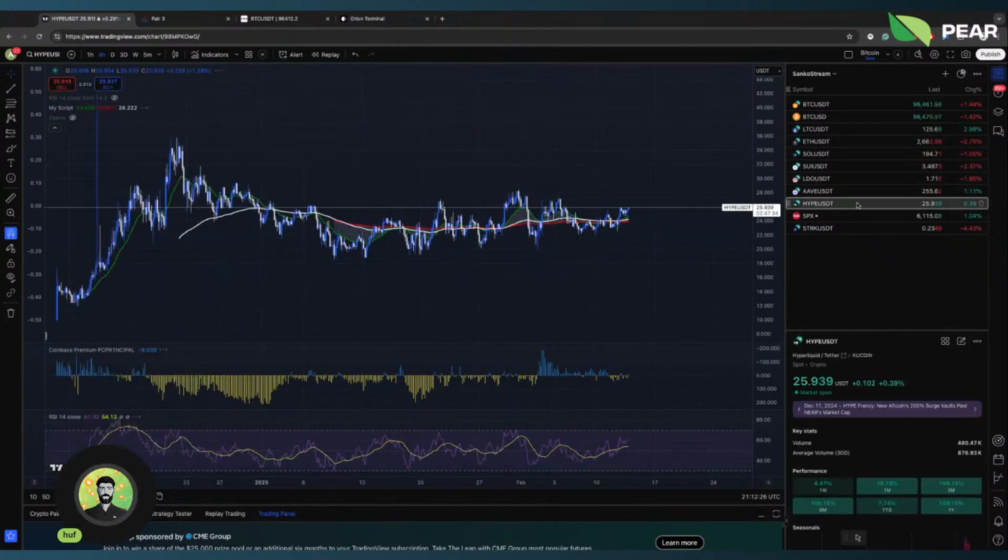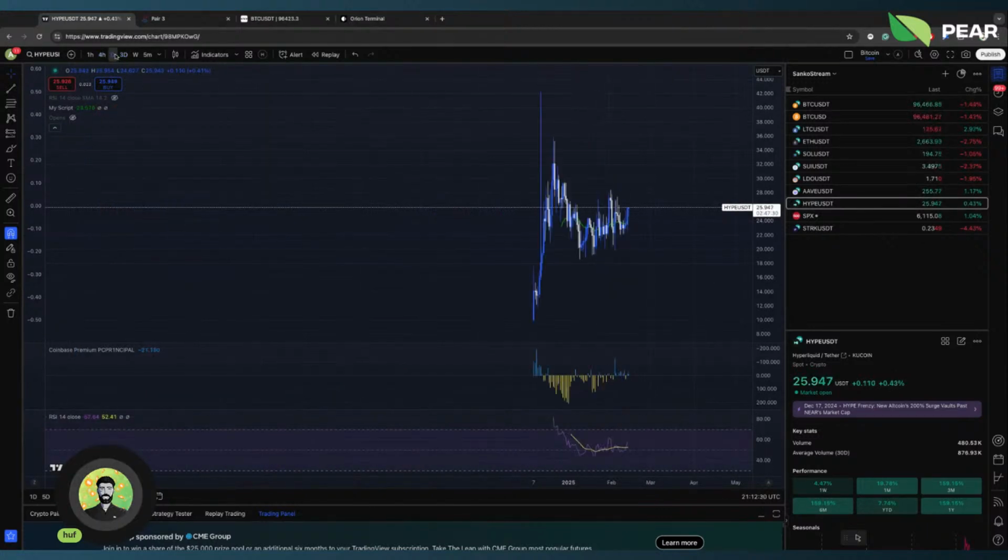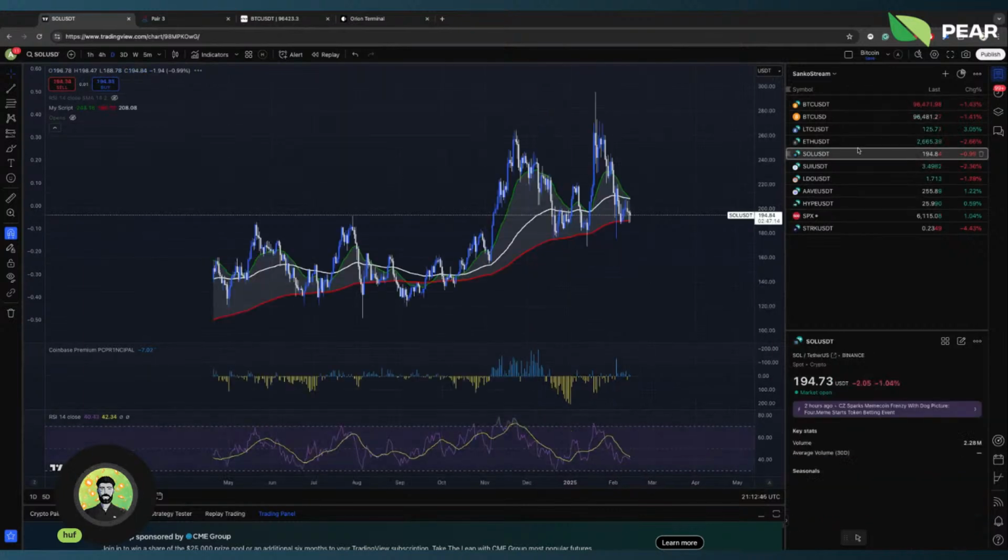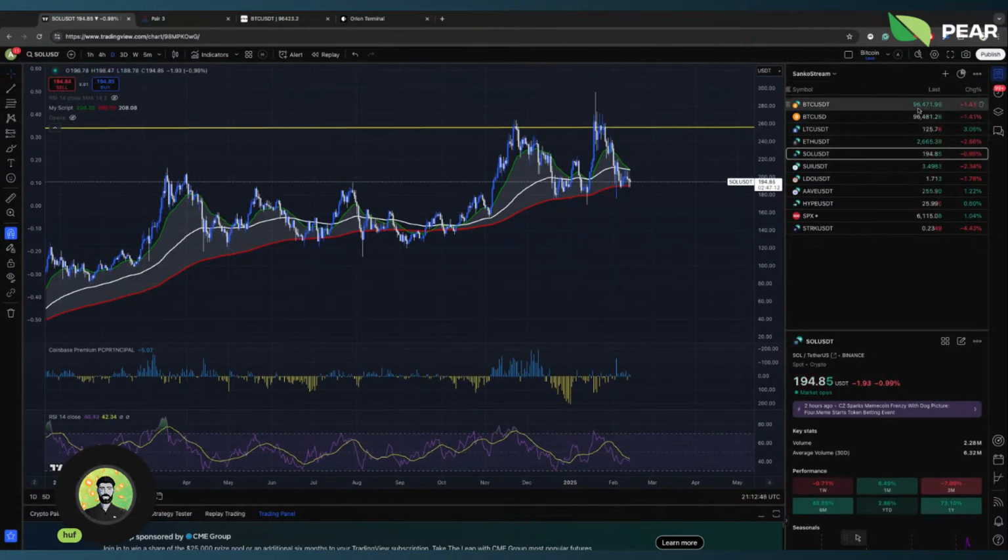Hype is a great asset to be long spot. Buying this on perps, honestly, these people have just been paying funding through the roof. It's been better than being liquidated on ETH, but if the market does turn, I do think Hype goes to test whatever's down here, sub 20 again, before it really goes. Solana super weak. You can see Bitcoin's rallying, Solana's not doing much.